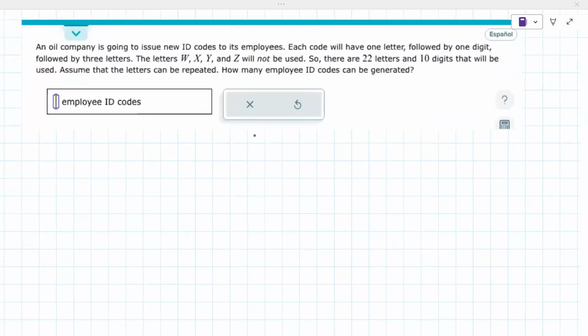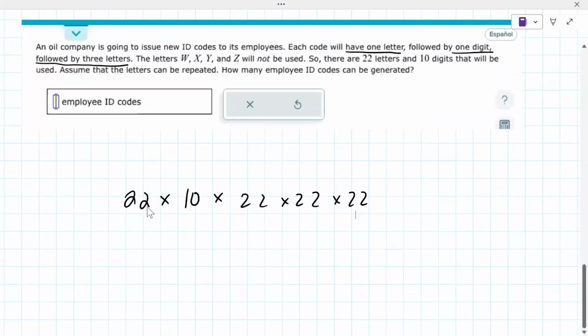All right, so each code will have 1 letter followed by 1 digit followed by 3 letters. So there's 22 letters, 1 digit, 10 digits, and then 3 letters. And 22 times 22 times 22. So let's just double check that here. 1 letter, 22 letters, 1 digit, there's 10 digits, 3 letters, 1, 2, 3. We've got those down. So this is 22 to the power of 4 times 10. And that ends up being 2,342,560.